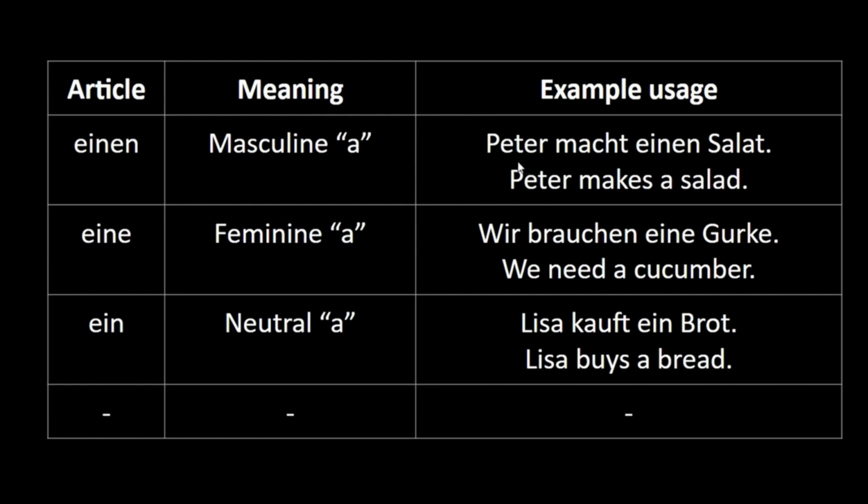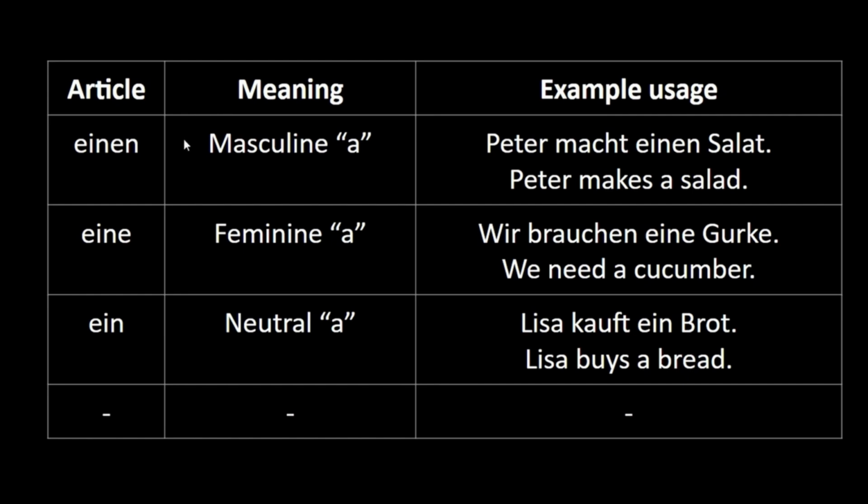Moving on, now let us learn the indefinite articles, that is the unbestimmte article in accusative. Einen is masculine a. For example, Peter macht einen Salat. Peter makes a salad. Eine is feminine a. Wir brauchen eine Gurke. We need a cucumber. Ein is neutral a. Lisa kauft ein Brot. Lisa buys a bread.